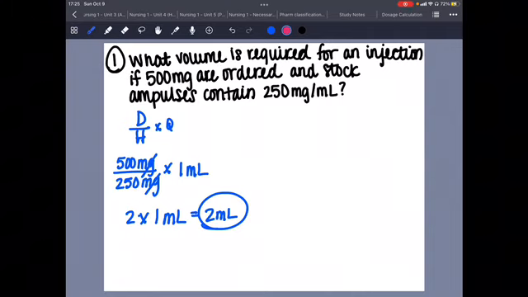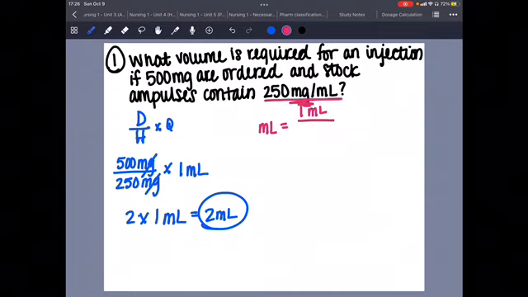Now, going the dimensional analysis route, we have the same exact numbers. So you're looking for mL. You're going to put mL equals, and since mL is what you're solving for, that's going to be your numerator. So it'll be 1 mL up top. And then same kind of situation with the desired over have, it's tacked on to that 250 milligrams. So that 250 milligrams will be your denominator.